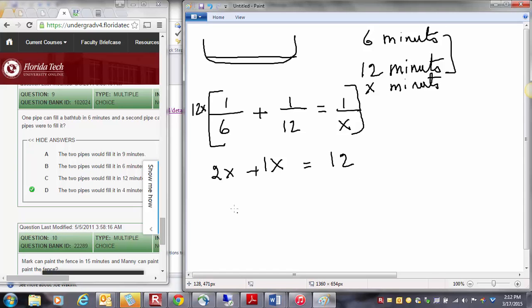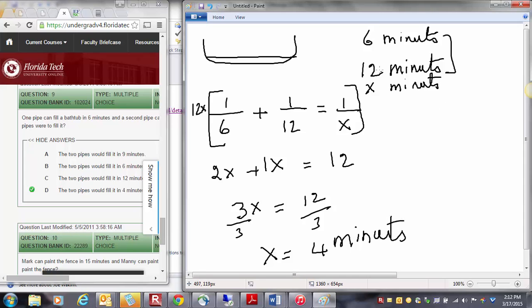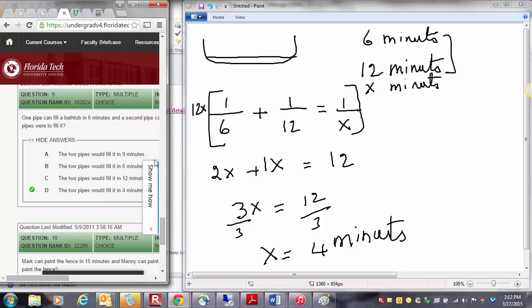So 2x plus 1x is 3x equals 12. Divide both sides by 3. And of course x equals 4 minutes. And that's logical because, again, when you use the 2 pipes, the minutes should be less than 6, and that's what we have. The 2 pipes will fill up in 4 minutes.